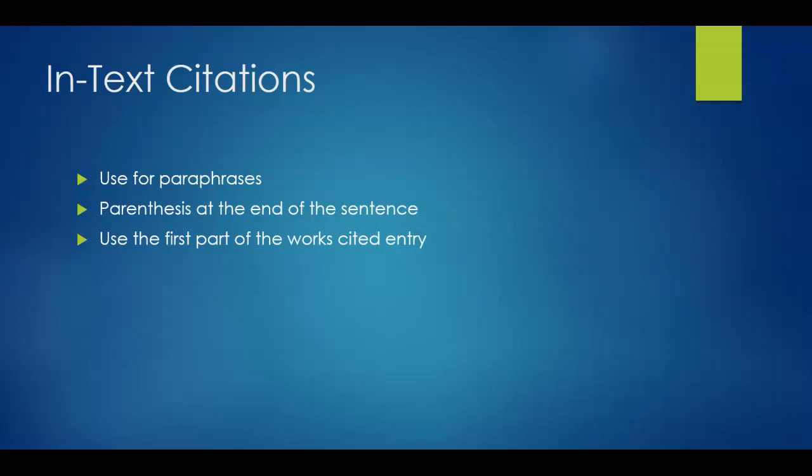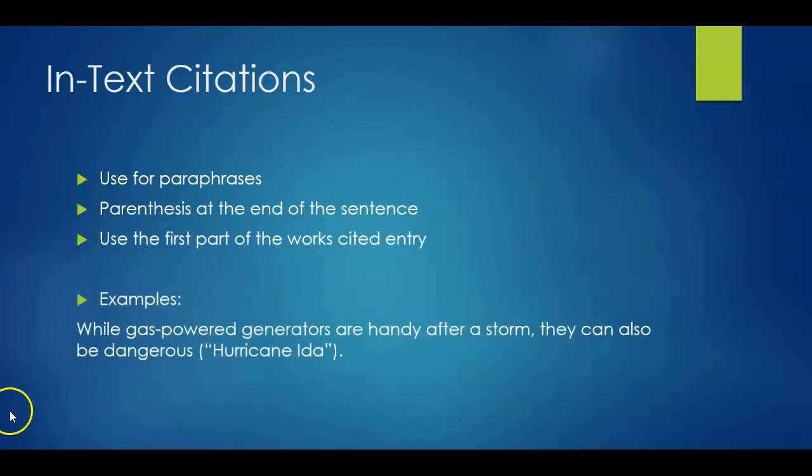You always use the first part of the works cited entry for this. So I'll show you a couple of examples. Remember, a paraphrase is when you take information and rewrite it in your own words. And so I've just taken that quote that I had about generators from the web page, and I rewrote it in a shorter way in my own words. And then at the end of the sentence, I include in parentheses the first part of the works cited entry, which happens to be the article title or the web page title.